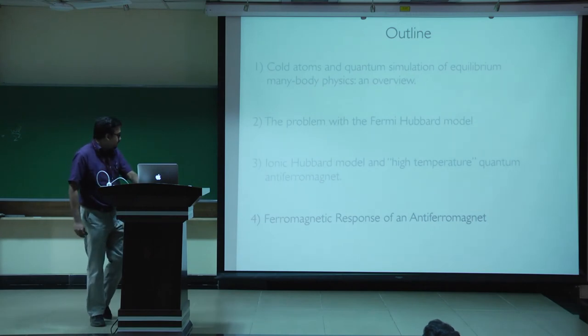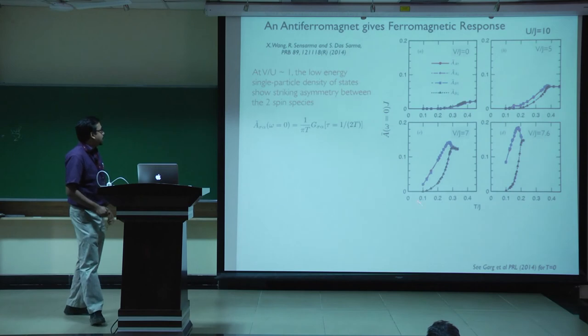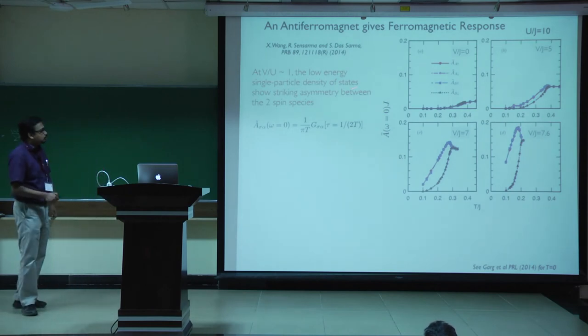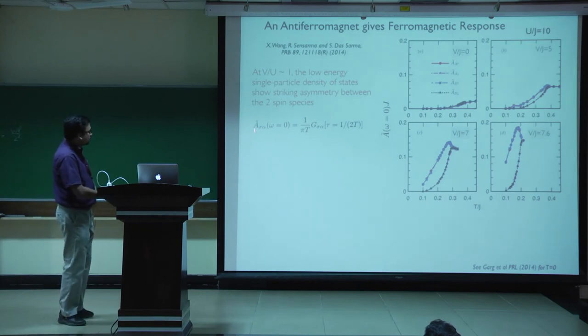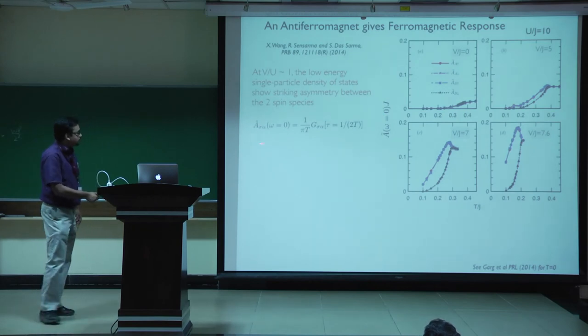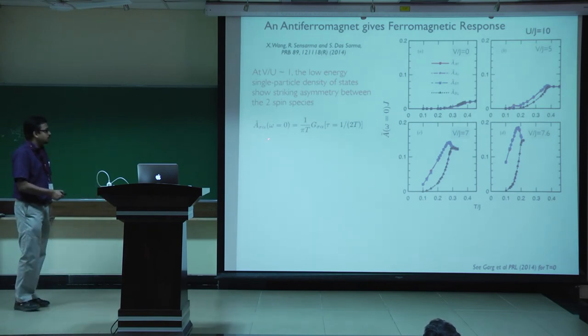So in the few minutes I have, I'll try to talk about the ferromagnetic response. And this is what happens. So you have the Green's function. From the Green's function, you can look at the spectral function, which is usually the imaginary part of the Green's function, at zero frequency.